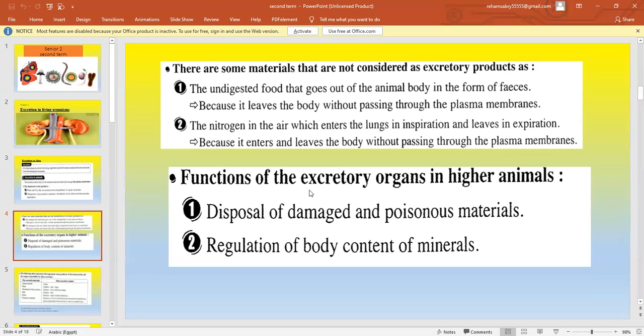So what is the function of the excretory organs in higher animals? The excretory organs have two main functions.